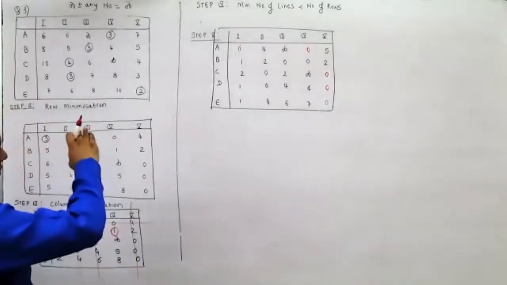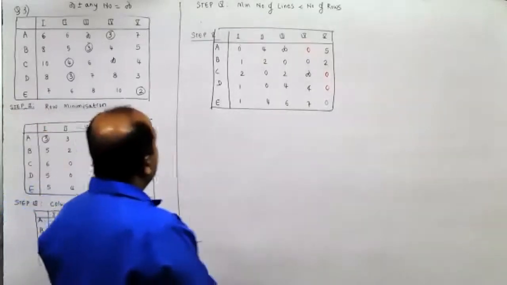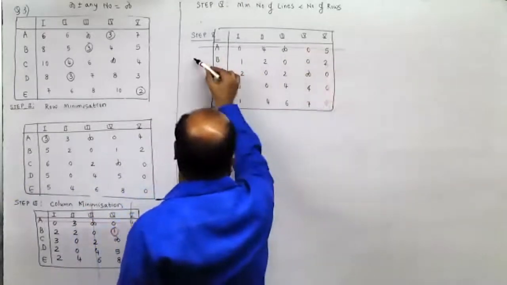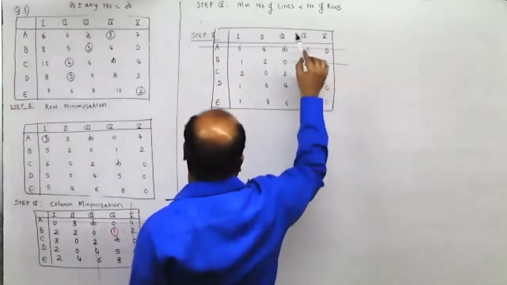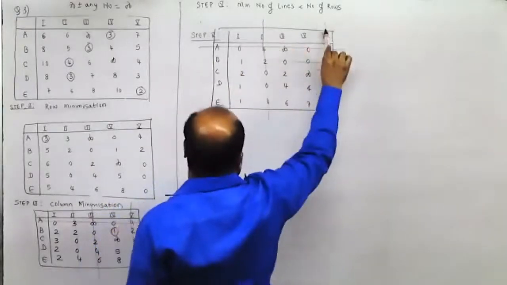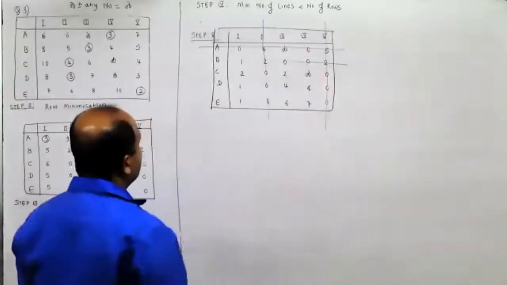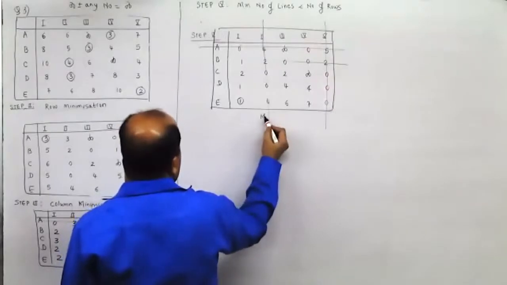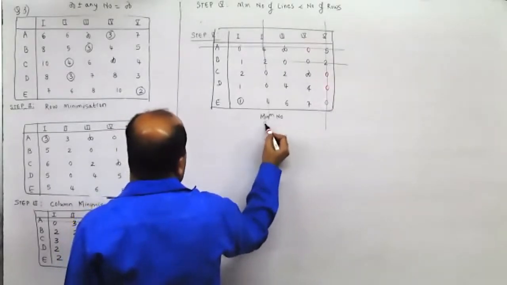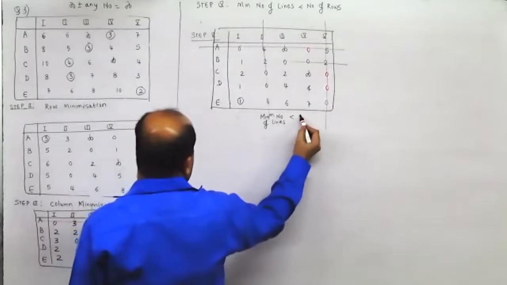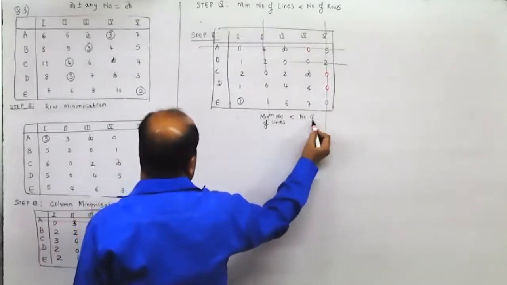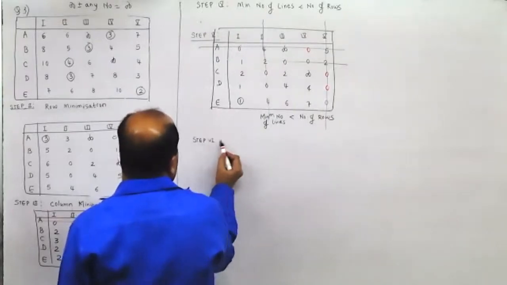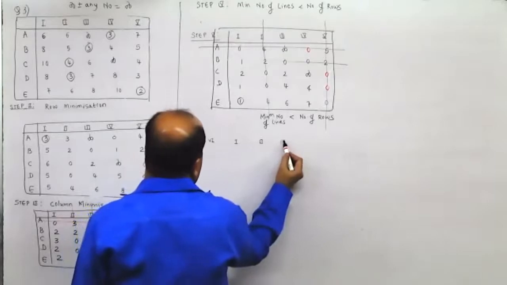1, A, B, 2 and 5. A, B, 2 and 5. Yes. Now the minimum element is 1. So your minimum number of lines is less than number of rows. Step 6 would be 1, 2, 3.